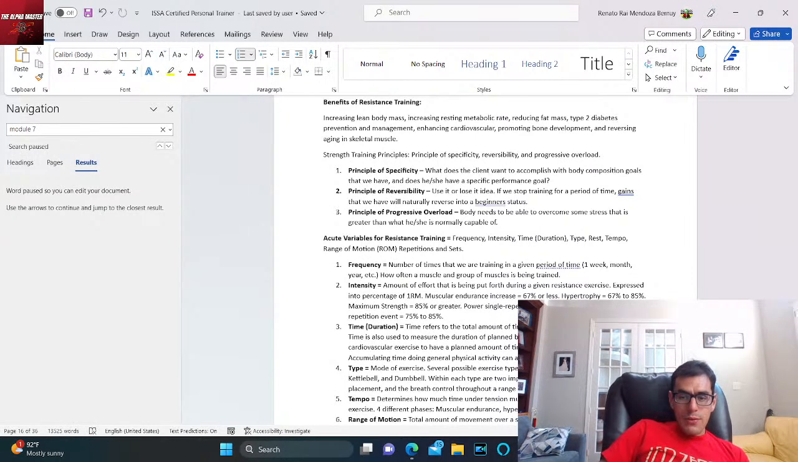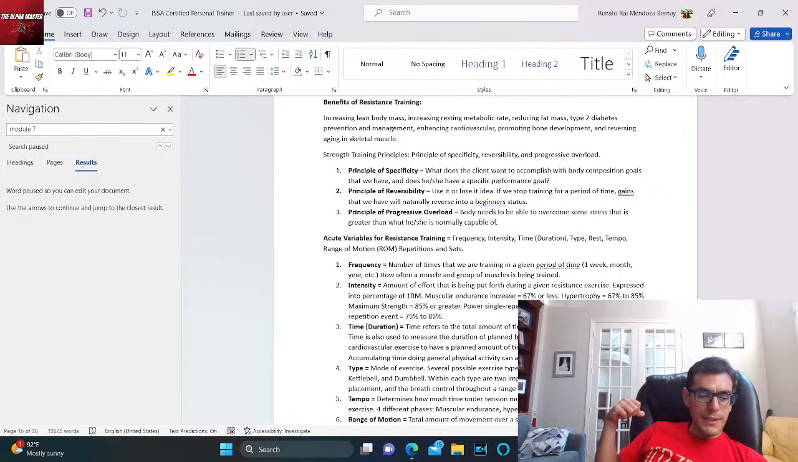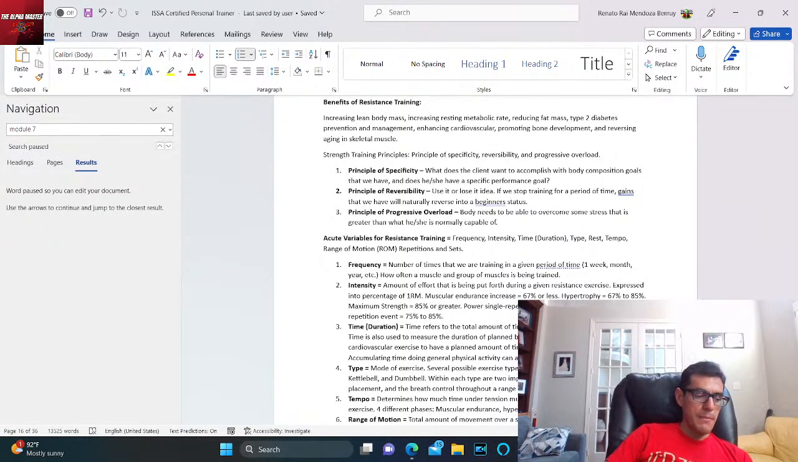So you have four different phases. Muscular endurance has a tempo of 4-0, 6-0. Hypertrophy has a tempo of 3-1, 3-1. Maximum strength has a tempo of 3-0, 1-0. And power is the fastest controllable tempo.